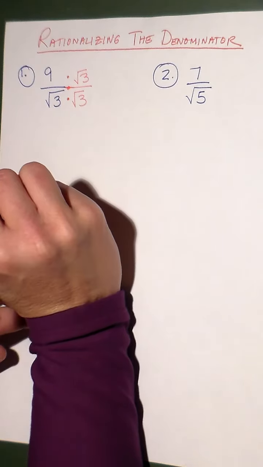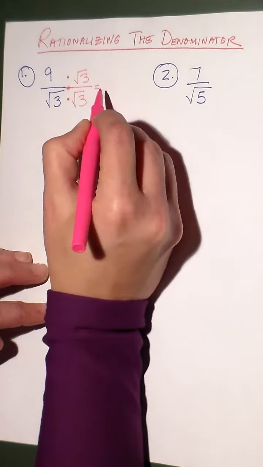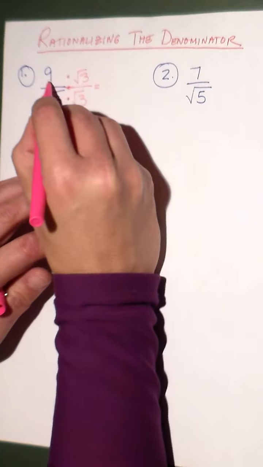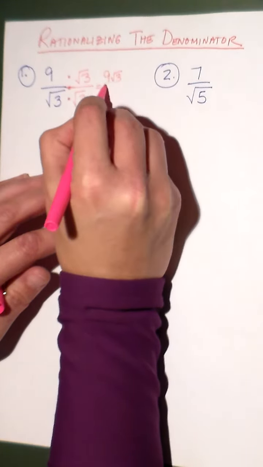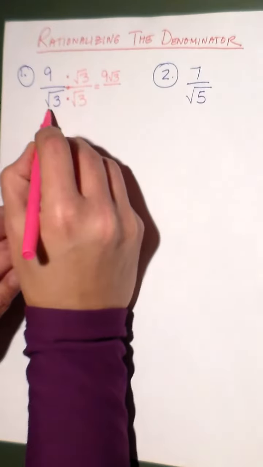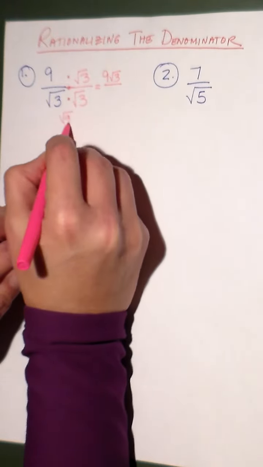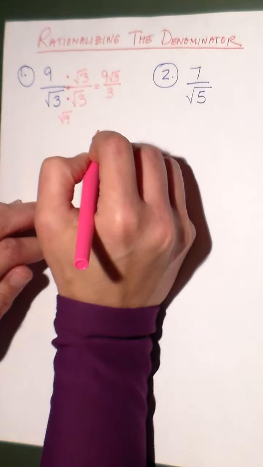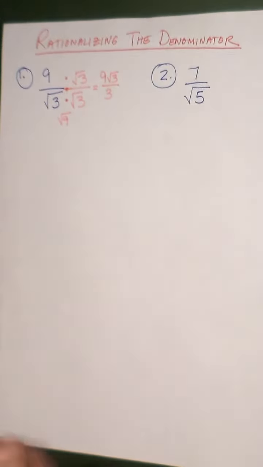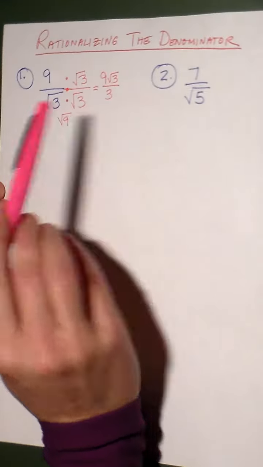I know I put that dot there, it might be a little confusing. So I'm going to come across here, and I can't multiply what's outside the radical times what's inside. So I've got 9 square roots of 3 on top. And then square root of 3 times square root of 3 is square root of 9. And what's square root of 9? 3. So now I've gotten the radical out of the denominator.